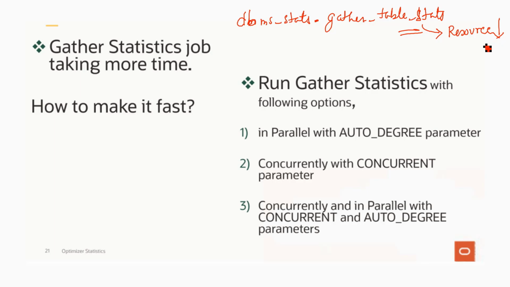So what should be our ultimate goal? To improve the performance of this stats gather job also. This is also a part of tuning. Even when you are tuning, you are doing sub-tuning to make the statistics gathering job faster. So how do we make it faster? You should include more parameters like the auto_degree parameter. That means if you are running the gather statistics job, you should run it in parallel with the auto degree option.